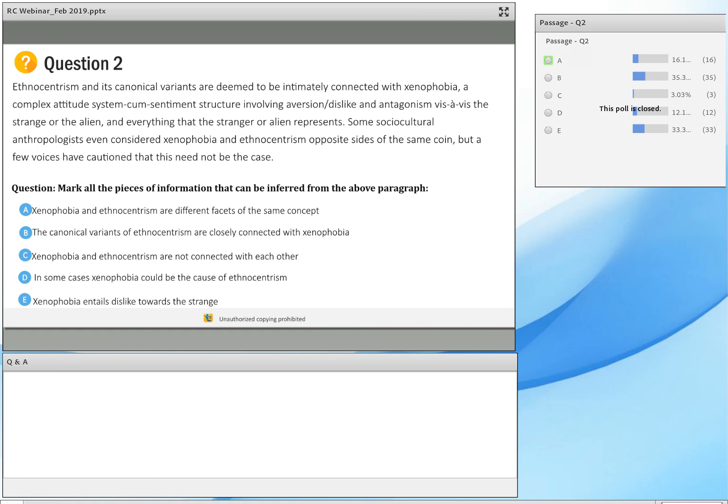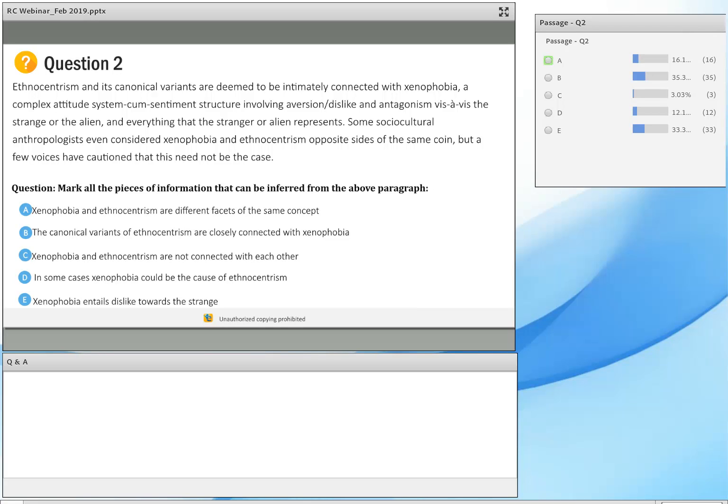We got about 100 answers, and you can really see the split. Choices E and B are really popular choices. Choice A was quite popular as well. So that is great.